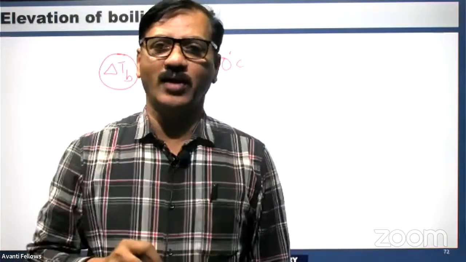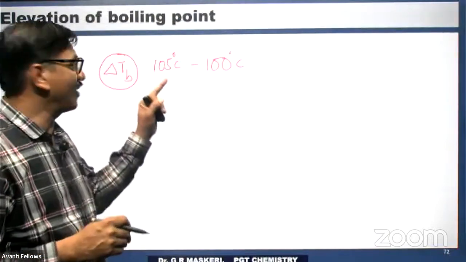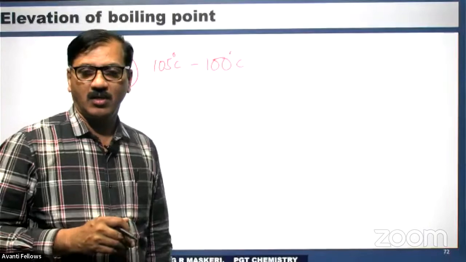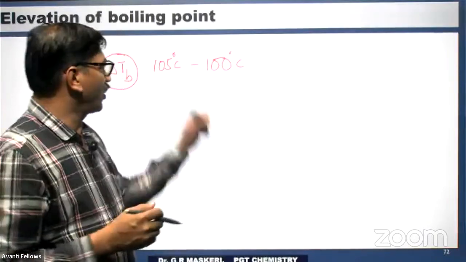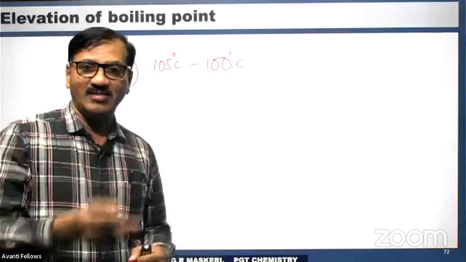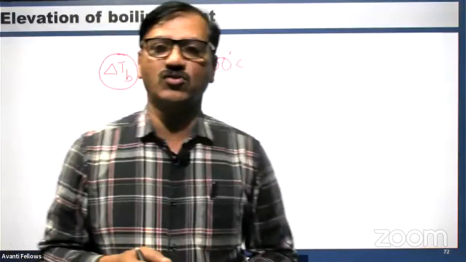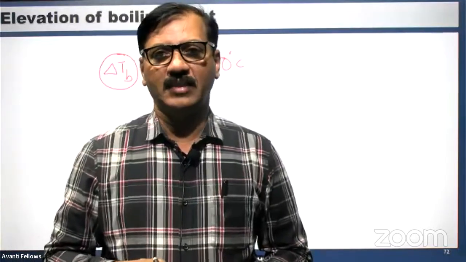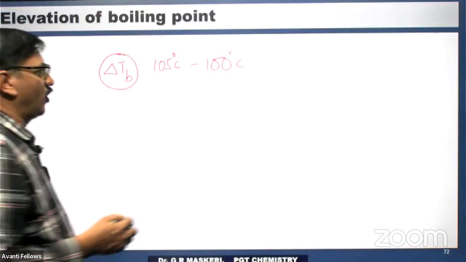The more solute you have added, the more the temperature is elevated. If you want a 110 degrees Celsius solution to boil at 110 degrees Celsius, you have to increase the mass of solute added. That is the thing, right? So, elevation in boiling point.